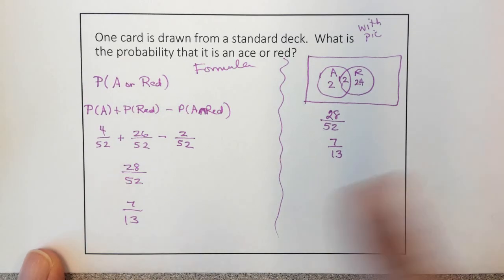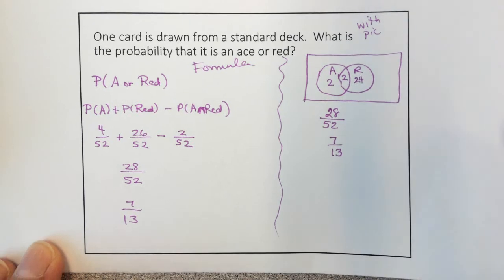There's no conditional probability here. This is just a straightforward OR case where we add. All right, 2 more and we're done.